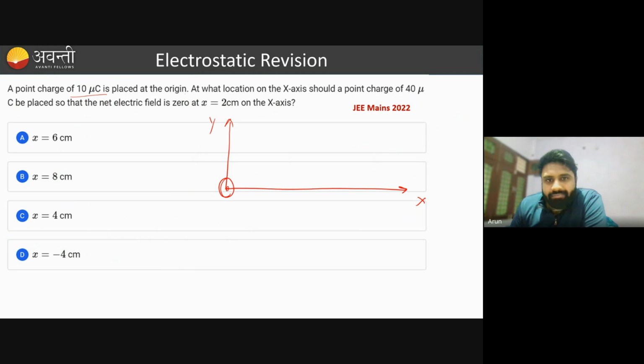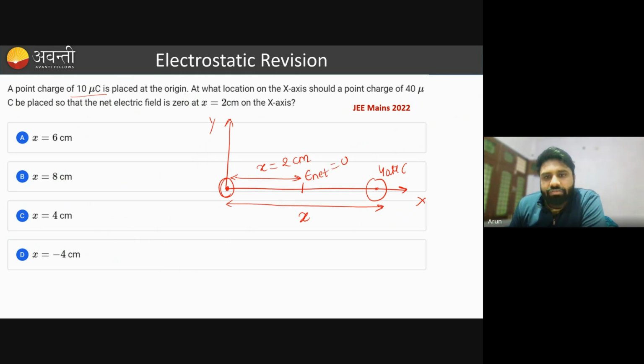We will move according to the language of the question. At what location on the x-axis should a point charge of 40 microcoulomb be placed so that the net electric field at x equals 2 centimeter on the x-axis will be 0. So let's say we have placed this 40 microcoulomb charge here at a distance of x from this origin, and at x equals 2 centimeter, the net electric field E net here is equal to 0.